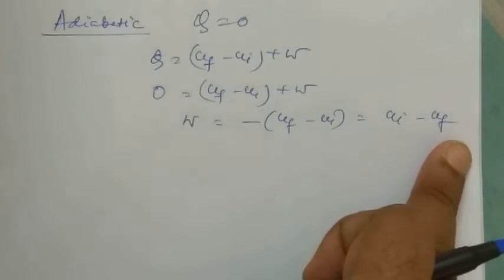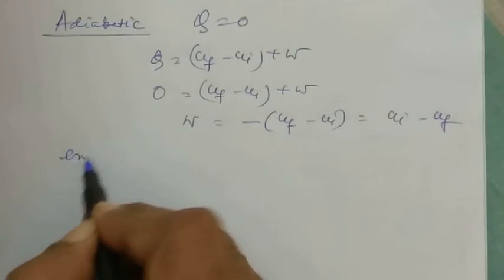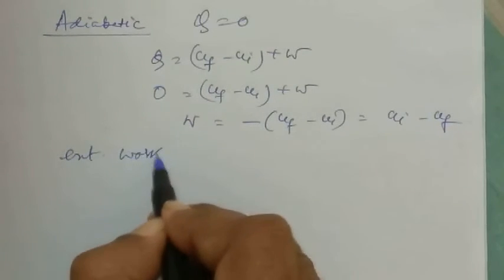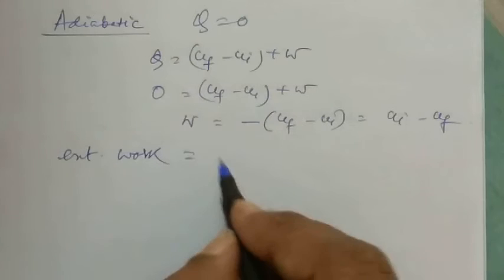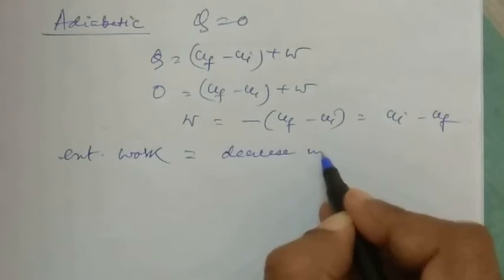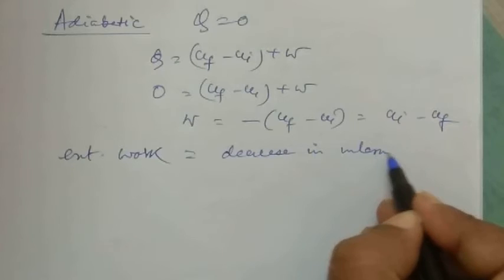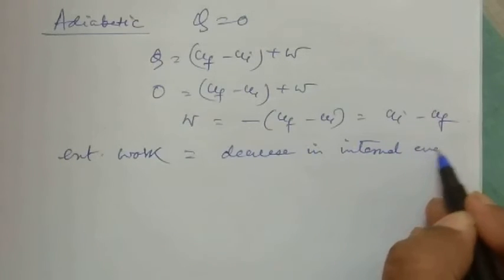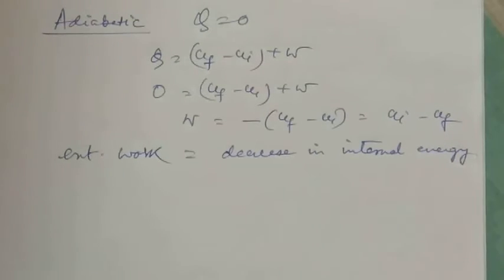So this is external work done. So external work is equal to decrease in internal energy.